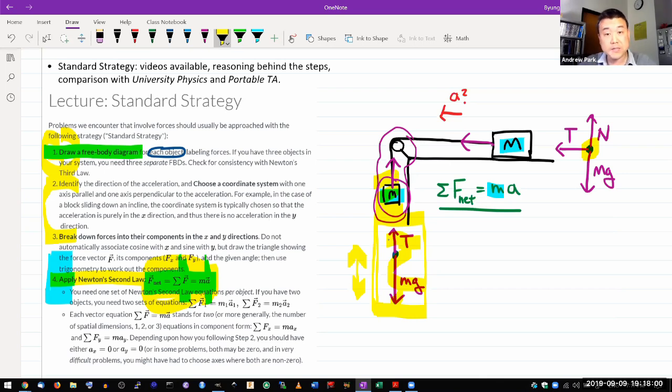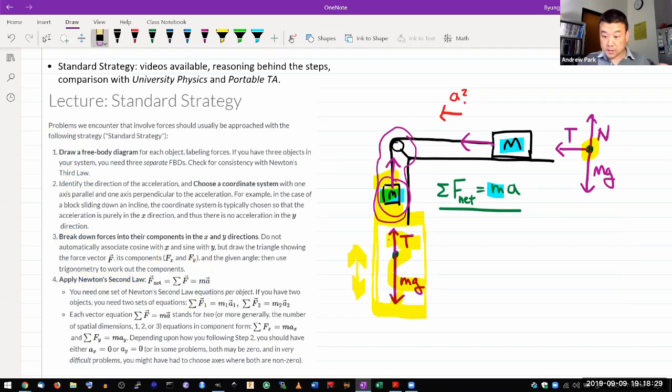Drawing a free body diagram itself will take some practice. And once you do that, then you have these steps laid out. Step number 2, step number 3. And by the time you get to step number 4, really all you have to do is read off information that's already in the diagram. So let me give you a bit of a comparison between how we give you these 4 steps and how the textbook and the portable TA lays it out.